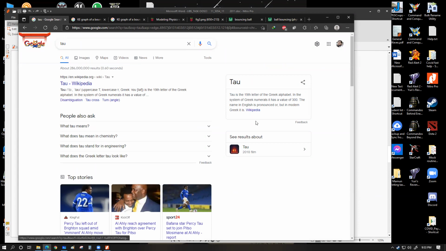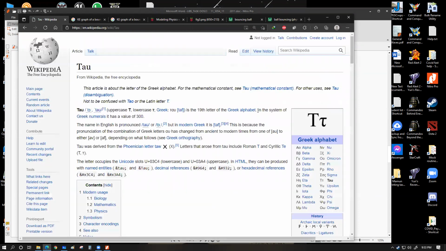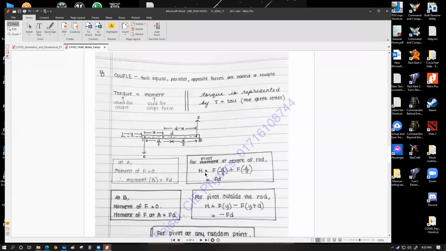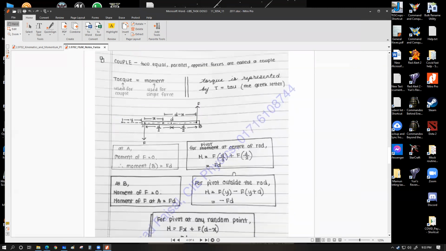What is the symbol of tau? This is how it looks. Yeah, this is a T with a slightly curved leg, like that. So that's that, and this is the figure for the couple calculation.